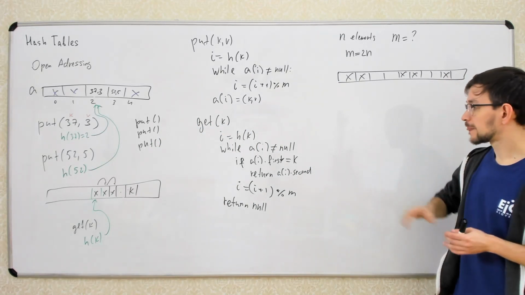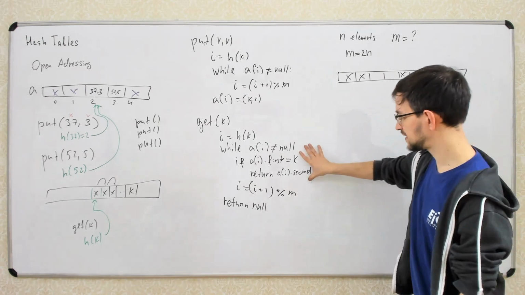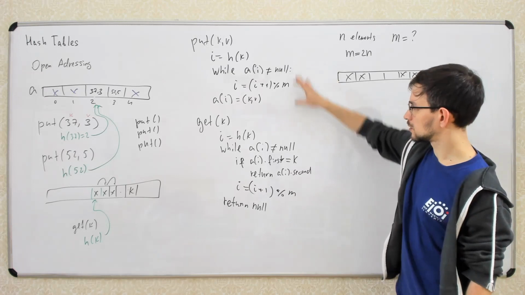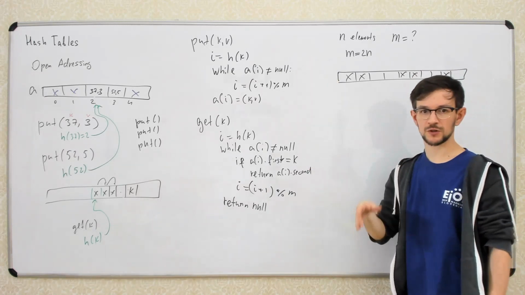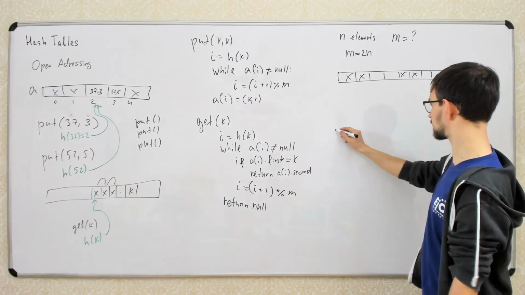Again, time complexity depends on the number of steps of this while, right? And this while. So the number of steps of these whiles depends on the distance to the closest empty cell to the right. So you start in some position.